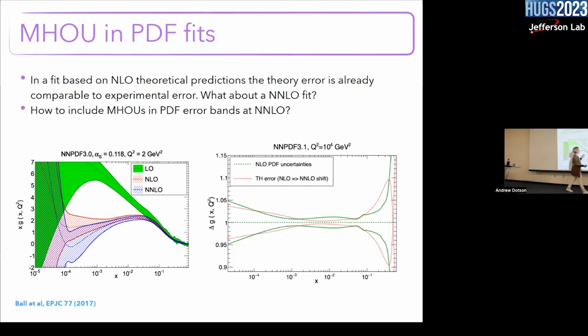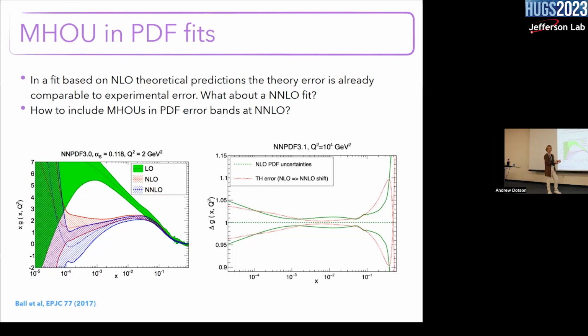And we can estimate the difference, the shift between the next-to-leading and the next-to-next-to-leading, which is this red line for the gluon, and compare it to the nominal PDF uncertainty, which is of experimental nature, which is instead this uncertainty, the blue one. So if you compare them, you see that at next-to-next-to-leading order, the two uncertainties are comparable. So at next-to-next-to-leading order, we cannot ignore it.